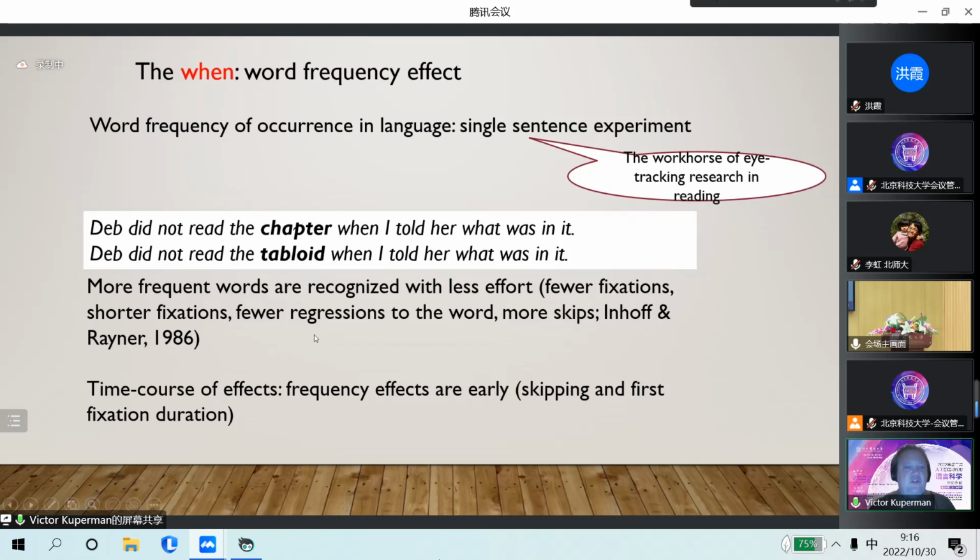In this experiment, we also learned when exactly the difference between high and low frequency words occurs. And so we can learn the time course of effects. And it turns out that frequency effects are early. They show up in skipping and first fixation duration. So as soon as we encounter this word, we already see the difference between high and low frequency stimuli.